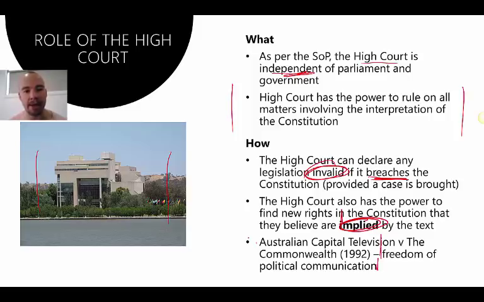But a TV station took that to the High Court and said, well, how do you expect people to make a proper judgment on who they're going to vote for if they can't get any actual information? And the High Court agreed and said, based on Section 7 and 24, which we'll read later on, for the public to vote appropriately, they must have the right information, and therefore we need freedom of political communication. So that is a right that the Parliament cannot breach.